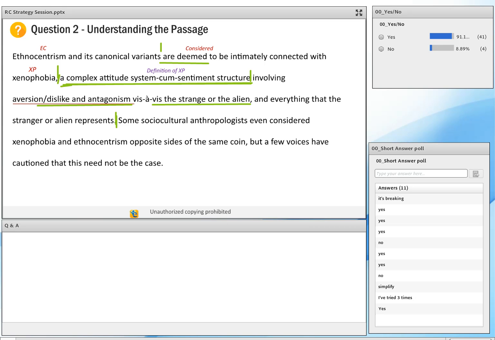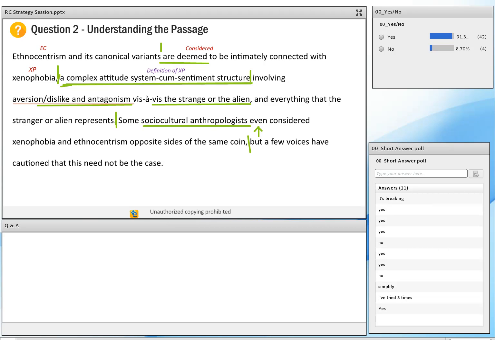That's a very, very important skill. Simplification is a very, very important skill. Simplifying it in your own words, it's a structure that involves hatred towards the strange. Okay, now, so far so good, right? Now let's read further. Some socio-cultural anthropologists, now socio-cultural anthropologists, I can simply replace this with some experts. Some experts even considered xenophobia and XPEC opposite sides of the same coin.